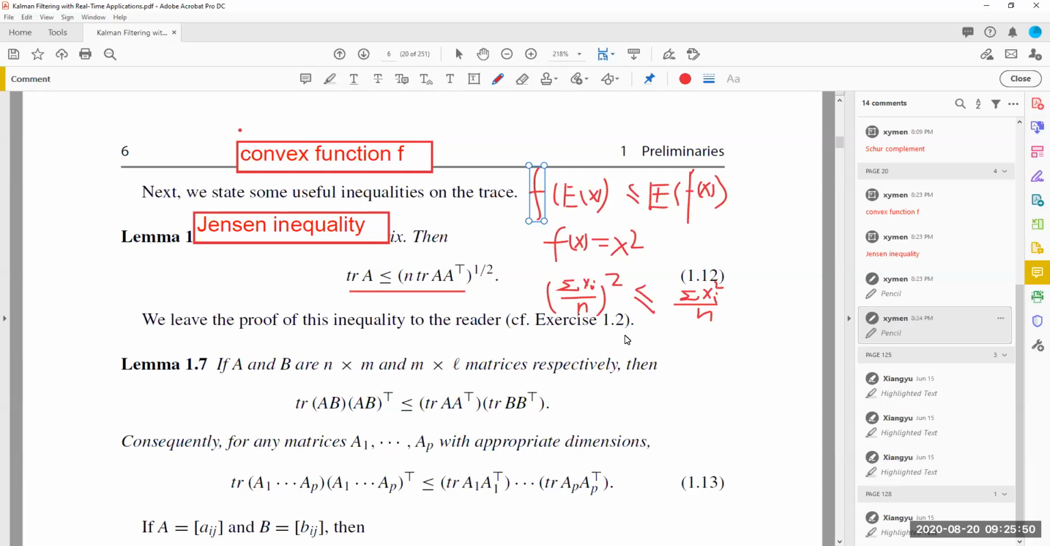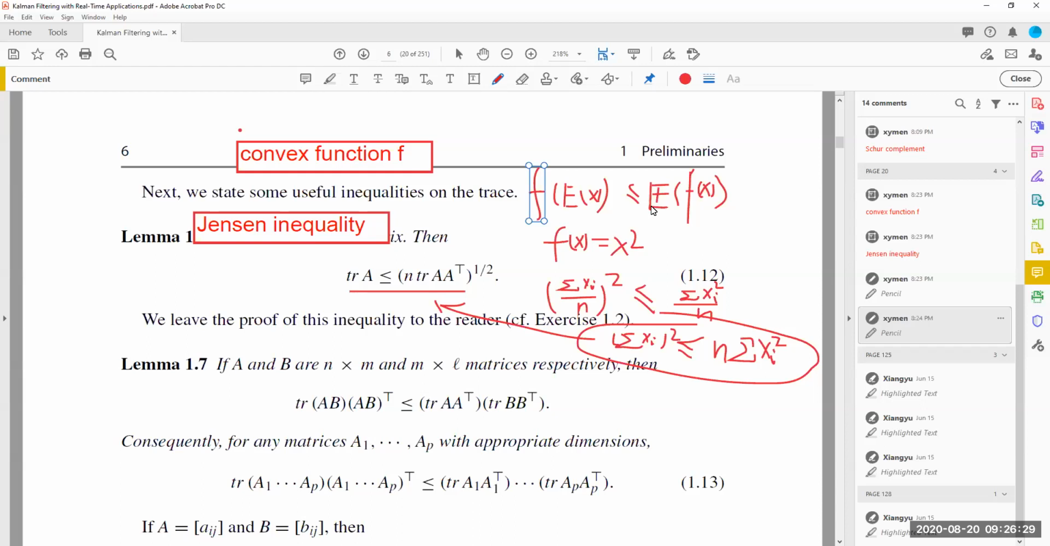So because we have a square here, it's basically the sum squared is less than or equal to n times the sum of squares. We have n squared multiplied to the right hand side. Basically it means the square of the sum is less than n times the sum of squares. So this is applying Jensen's inequality in the discrete time case. Okay, you can use this result to prove this one.